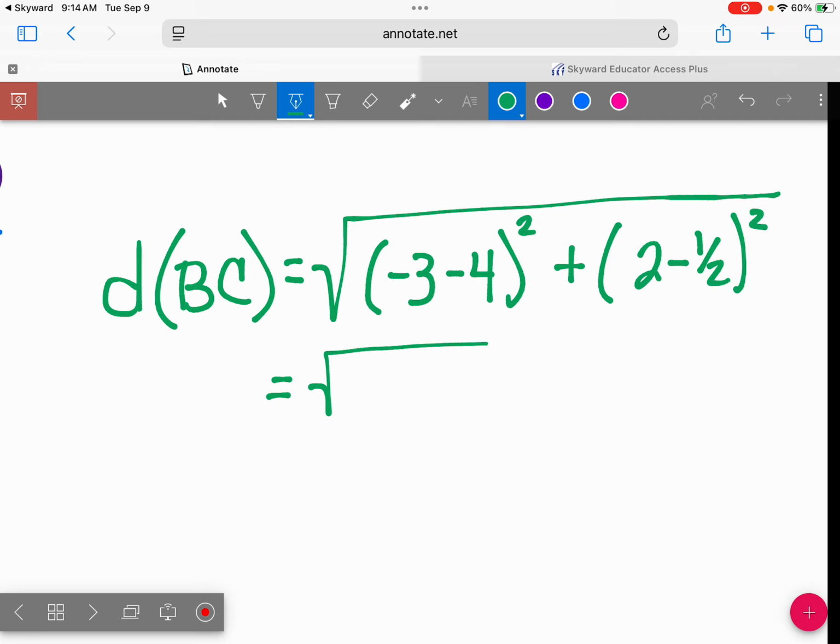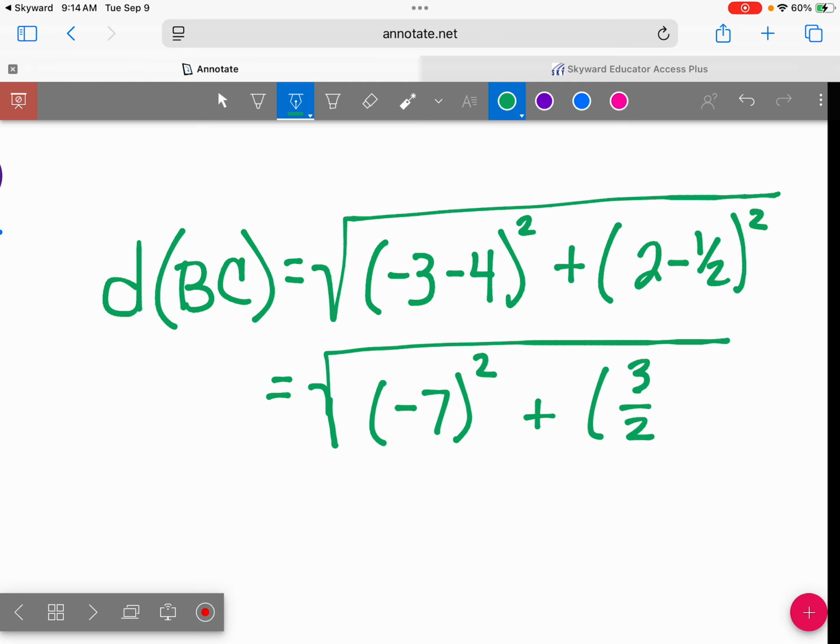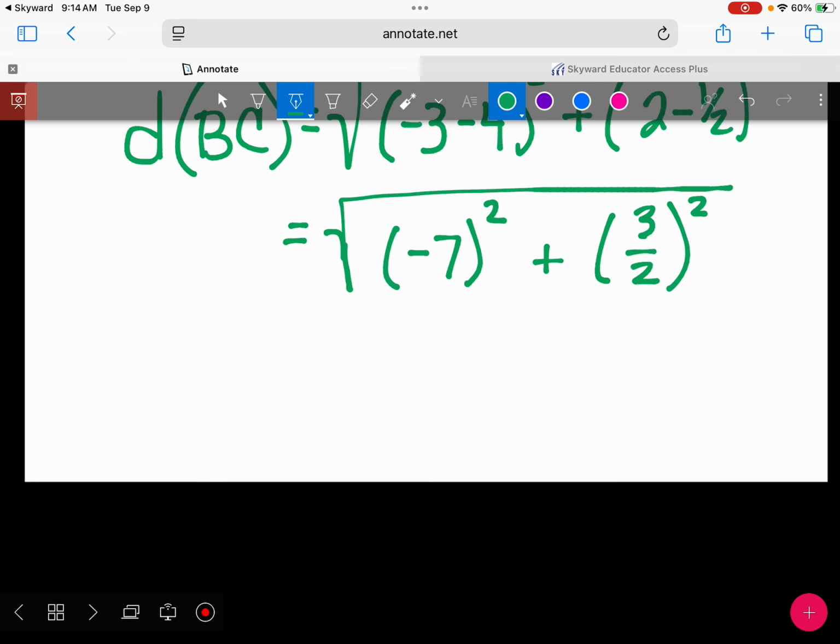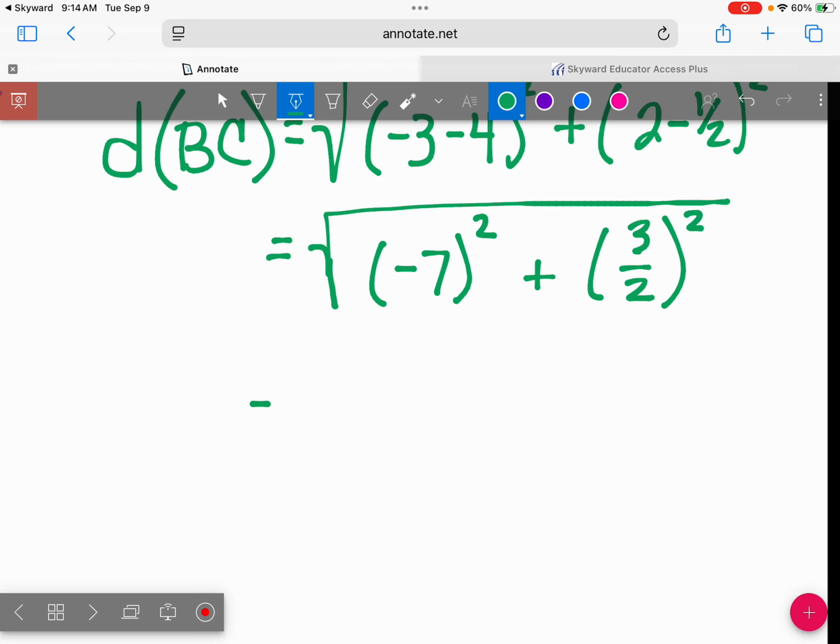So that's going to give us our 3 minus 4 gives us a -7. And 2 minus 1/2 is 1.5, but I'm going to write that as an improper fraction, so I'm going to put that as my 3/2 to square, because it's easier to square that. Because then I just need to square numerator, square denominator, and we're good. Because what we have here is square root of -7 squared gives us 49, and 3/2 squared gives us 9 fourths.